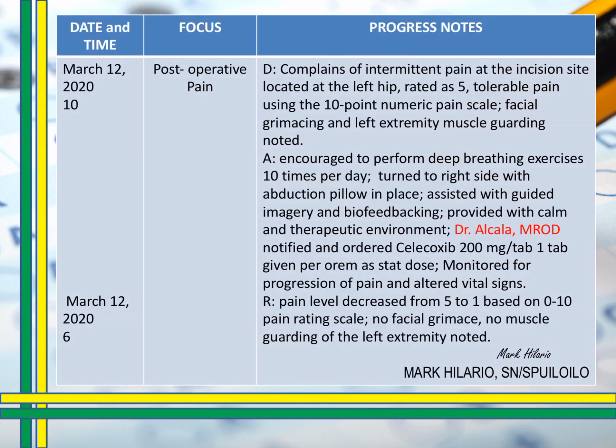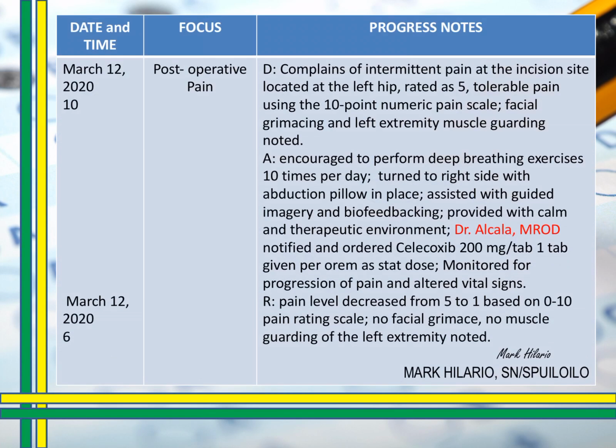As I have mentioned, we write the progress notes based on three sections. We have the D, or your data, we have the A, or your action, and we have the R, as your response. For your D, it reflects your assessment phase. Obviously these are the statements of your assessment findings, based on the problem that you have identified.